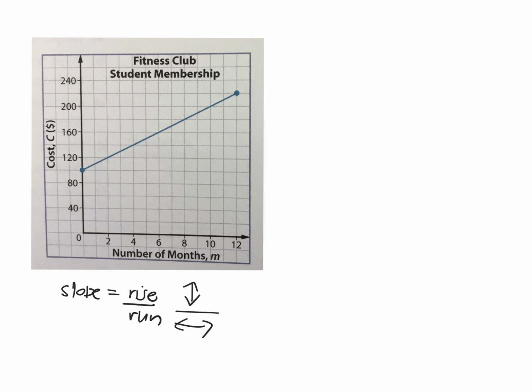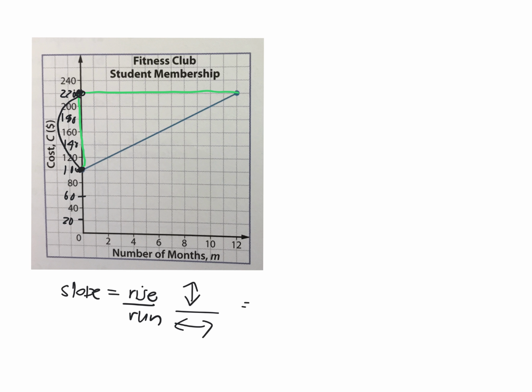We can start by drawing a triangle. Using the 2 points, it rises up to here, and then it goes over by that much. We have to calculate what does it go up by. So in this graph, we're counting by 20s, right? 20, 40, 60, 80, 100, 120, 140, 160, 180, 200, 220. So we're starting at 100, right? And how much does it go up by to get to 220?